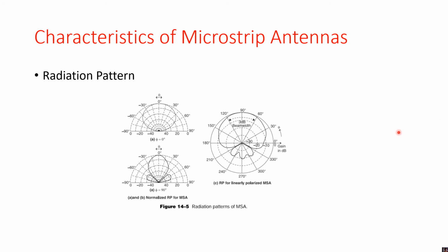Now considering the characteristics of microstrip antennas. Here in the figure two radiation patterns are shown, that is in phi equal to 0 and phi equal to 90 degrees, that is in azimuth and in elevation plane. And another radiation pattern is shown for a linearly polarized patch antenna.